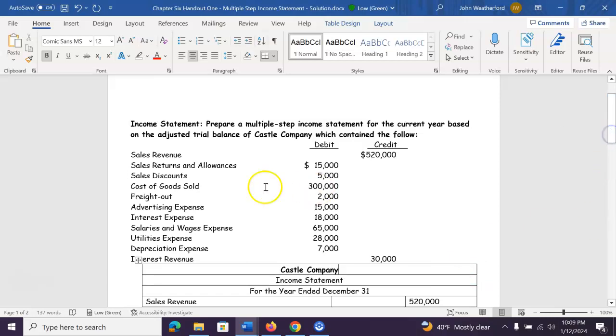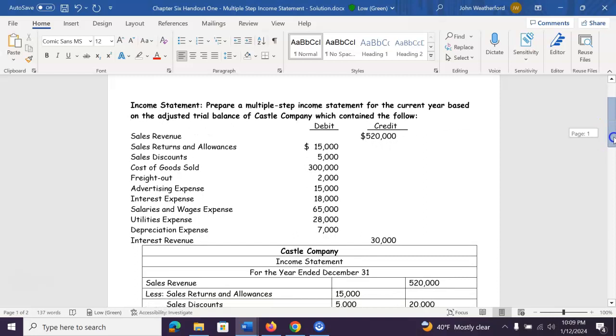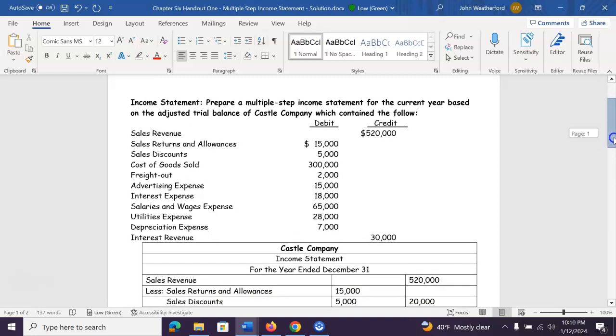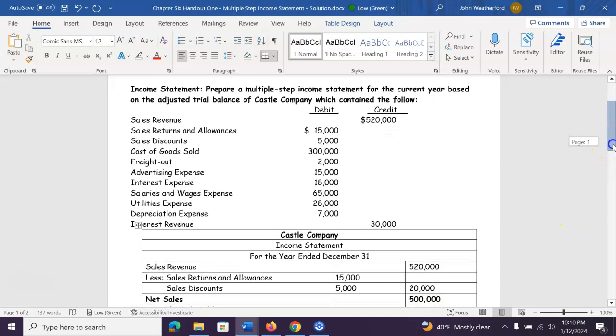From sales revenue, we will deduct sales returns and allowances and sales discounts, our two contra revenue accounts. We'll list those both here in the left-hand column. Then we'll total the two, comes to $20,000. And we'll move it over to the right-hand column. Now we're going to deduct that from sales revenue to get to net sales.